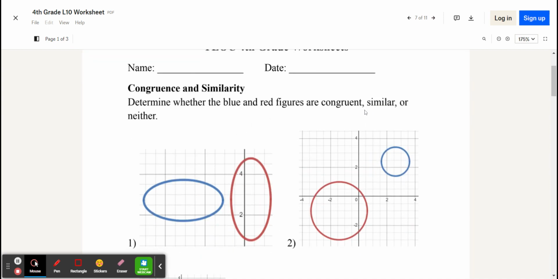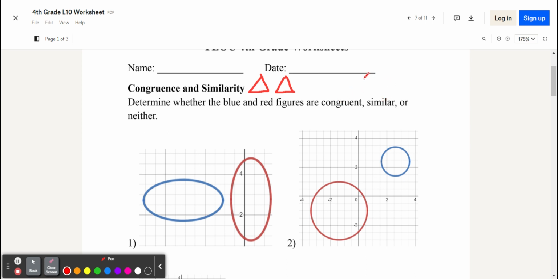So for our first section, we have congruence and similarity. We're going to be determining whether this blue figure and this red figure are congruent, similar, or neither. Congruency is when they are the same shape and the same size. Like these two triangles would be congruent. Well, if I drew them better, they would be congruent because they're the same shape and the same size.